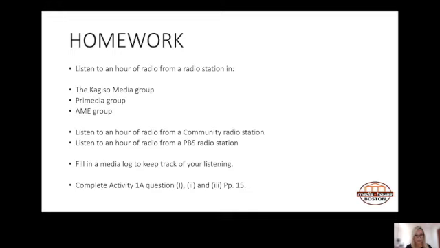And then I want you to go to page 15 in your textbook and complete activity 1A, questions 1, 2, and 3. And that reads, compare the difference between community and public radio with regard to ownership, audience, and funding. Number 2, discuss the arguments put forth in example 1A for and against the ruling that 90% of music played on air must be local music. Motivate your position both for and against.